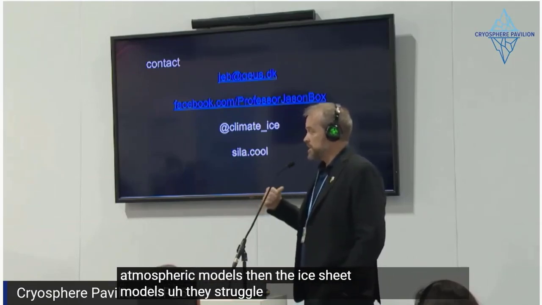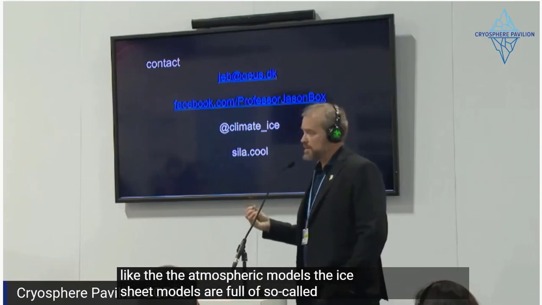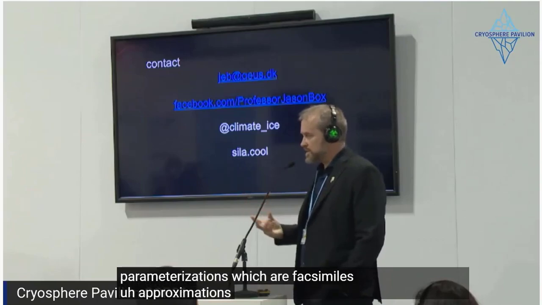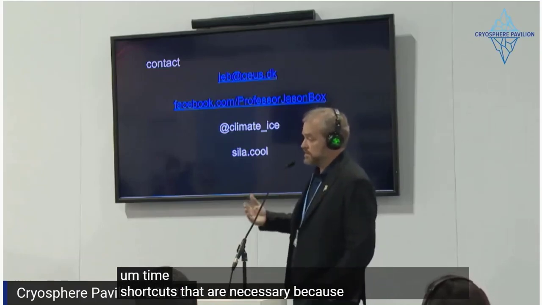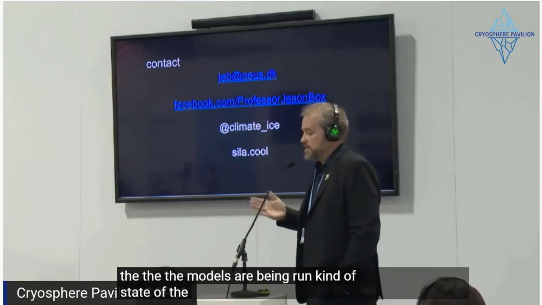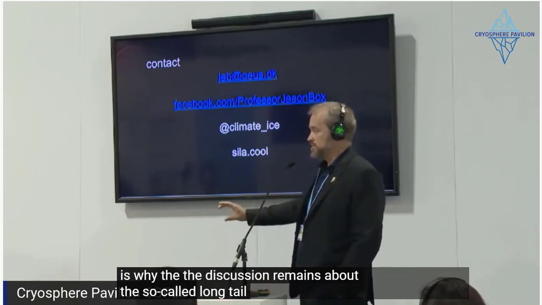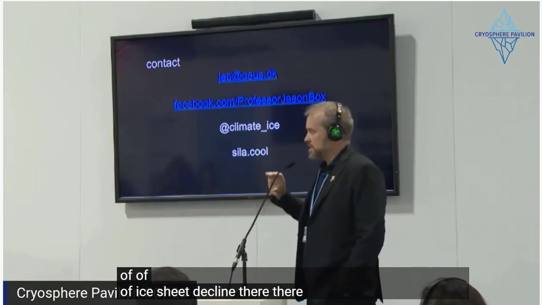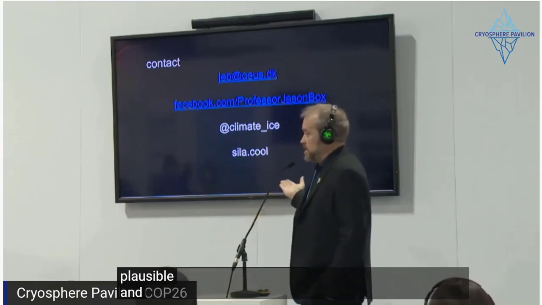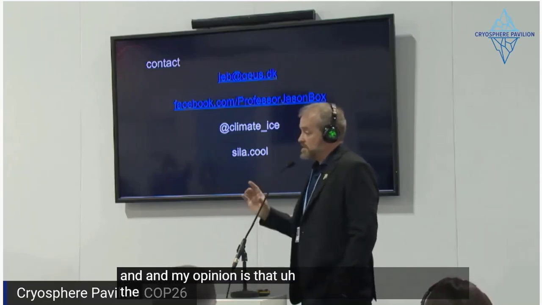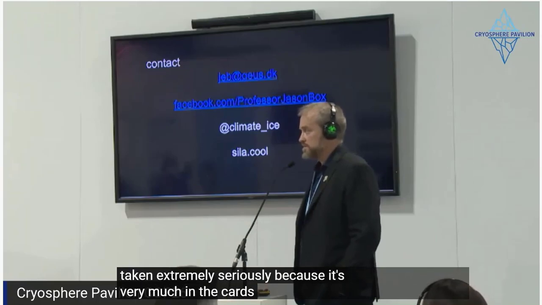Then the ice sheet models, they struggle with the iceberg calving physics. They're like the atmospheric models. The ice sheet models are full of so-called parameterizations, which are facsimiles, approximations, kind of computer time shortcuts that are necessary because the models are being run kind of state of the art, but they're just unfit for the task at the moment, which is why the discussion remains about the so-called long tail of ice sheet decline. There is a low probability yet high impact possibility that's still very much plausible, and my opinion is that the chances of extreme sea level rises are something that should be taken extremely seriously because it's very much in the cards.